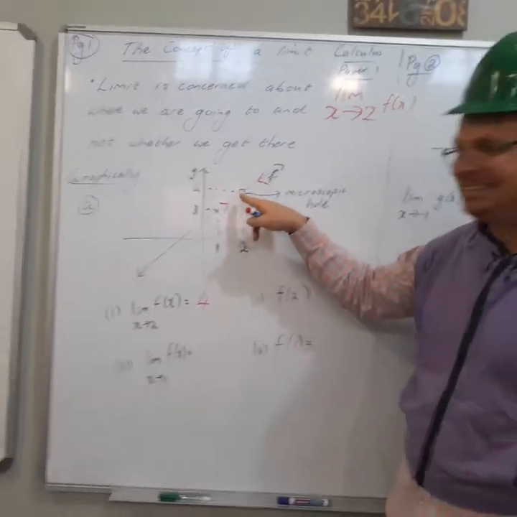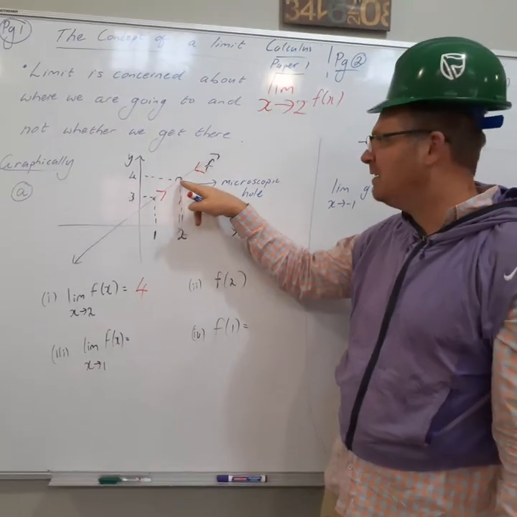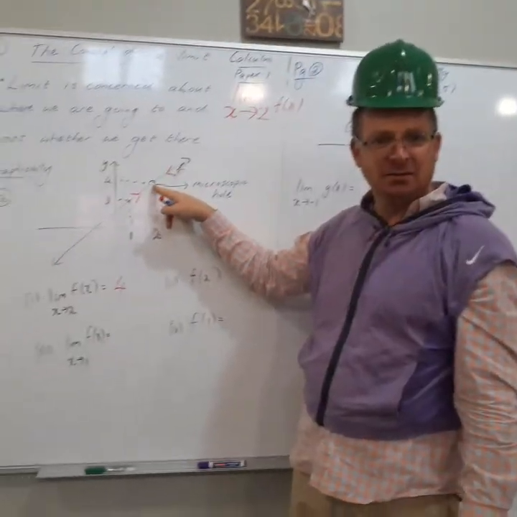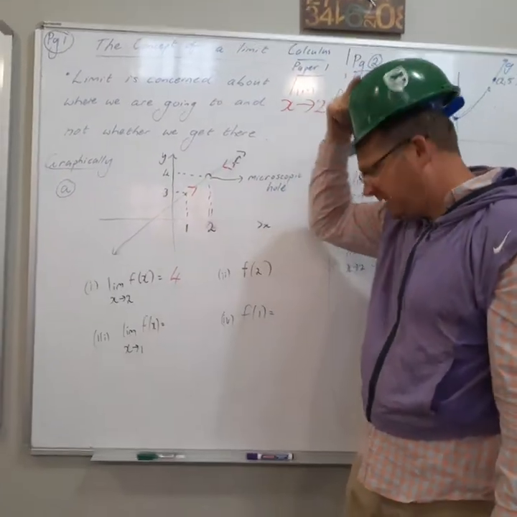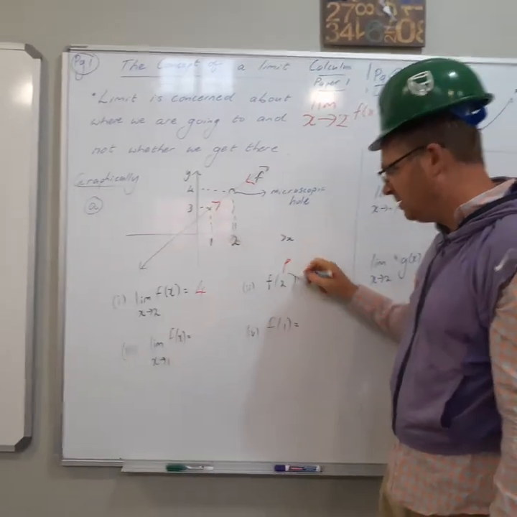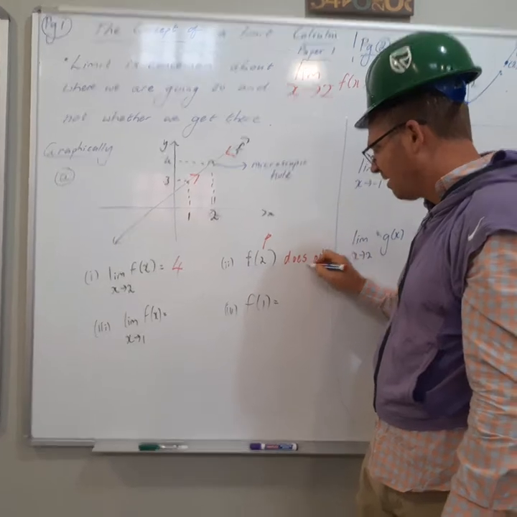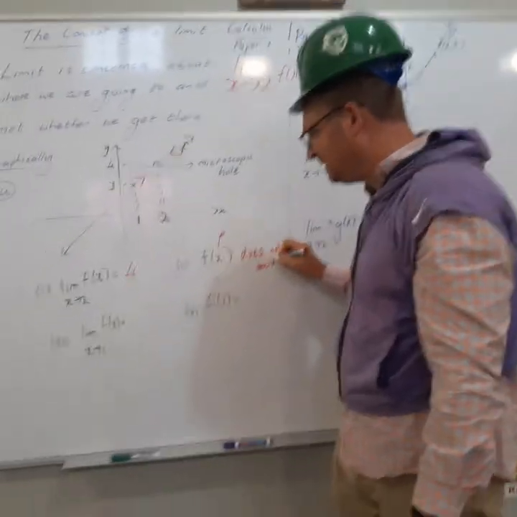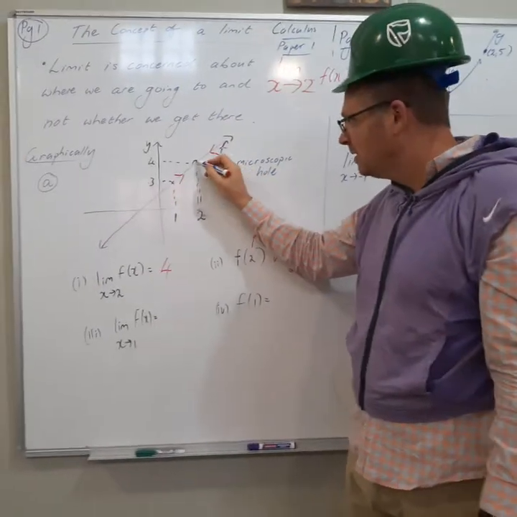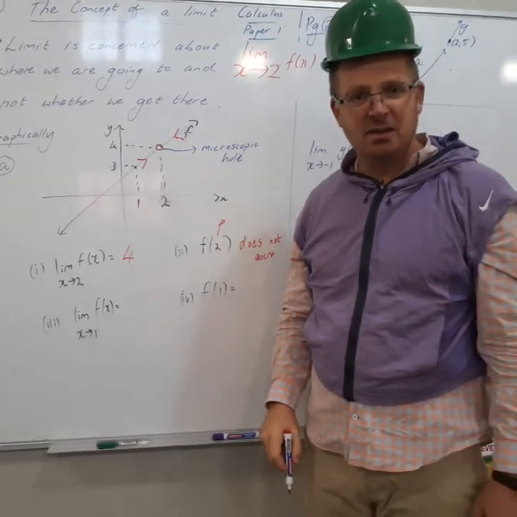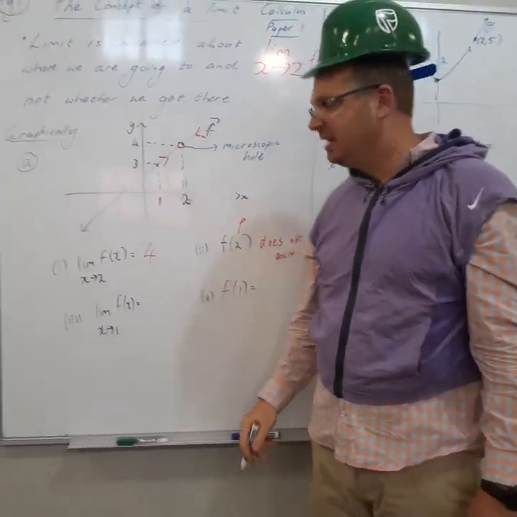However, f of 2 itself, is there a y value at x is equal to 2, Amran? I don't know. No, there's not. There's a hole in the graph. So f of 2 does not exist. So there's a limit at x is equal to 2, but there's no y value at x is equal to 2. There's this microscopic hole in the graph.